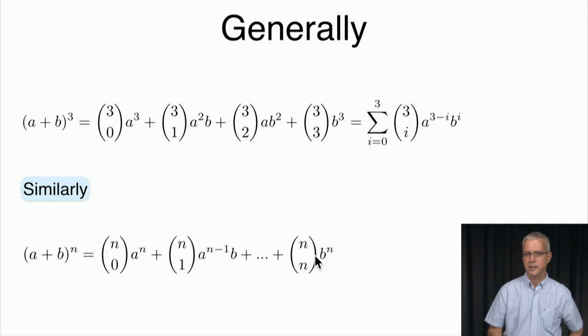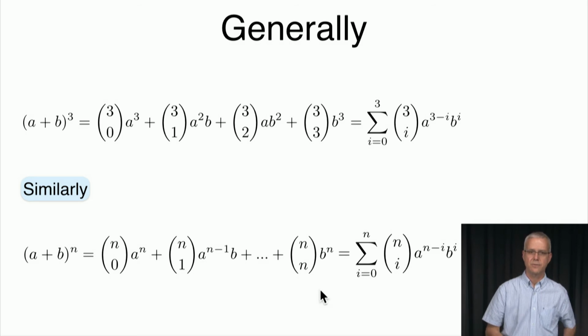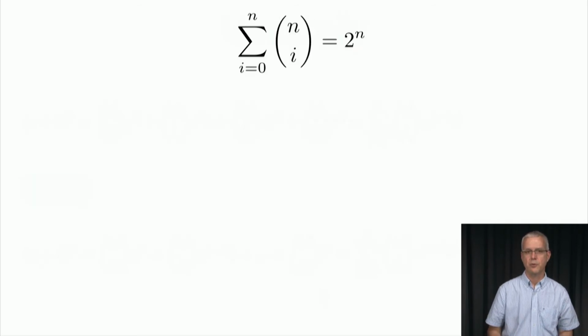We need to select n b's, and that's n choose n, which we can write as summation i going from 0 up to n of n choose i, a to the n minus i, b to the i. Okay, so this is, if you want, a proof of the binomial theorem. And now we want to see a couple of applications.